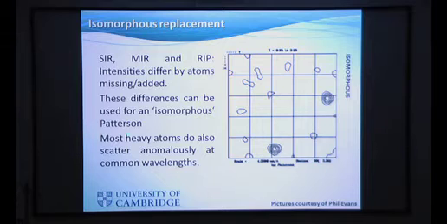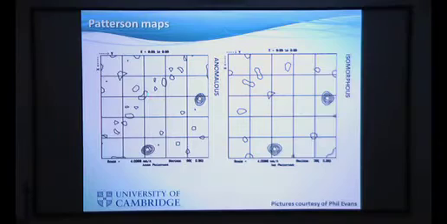Another effect is that most heavy atoms do also scatter anomalously at common wavelengths, and we can also exploit that. So this is the reason why we have things like this, where we have the anomalous Patterson and the isomorphous Patterson from the same crystal.